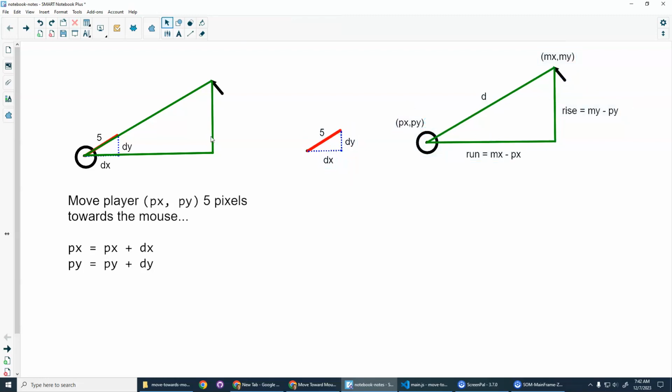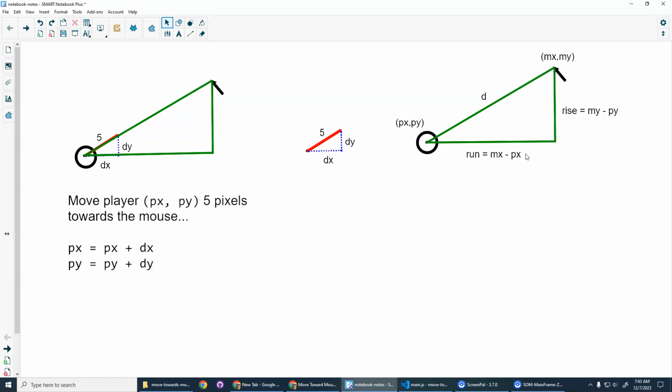Okay, so we've got this little triangle here. The hypotenuse is 5. We've got dx and dy, and then we've got this green triangle here, where the horizontal distance is basically, I'm going to call it the run. It's the distance between the x coordinate of the center of the player and the x coordinate of the mouse. Right? If you subtract mx minus px, you'd get the run.